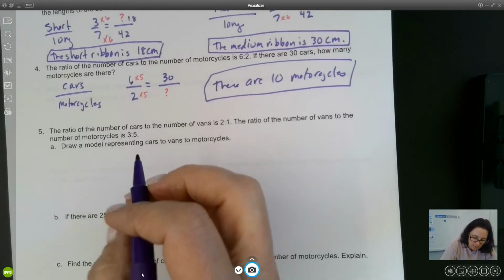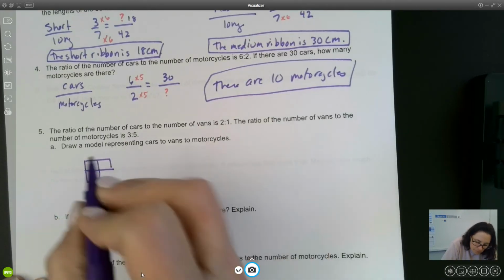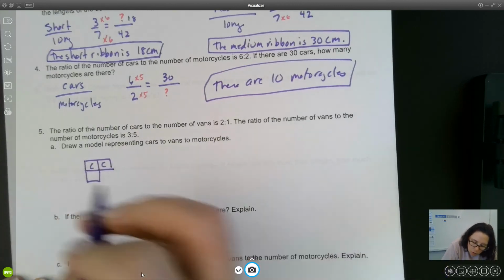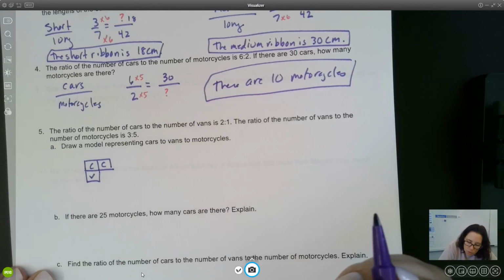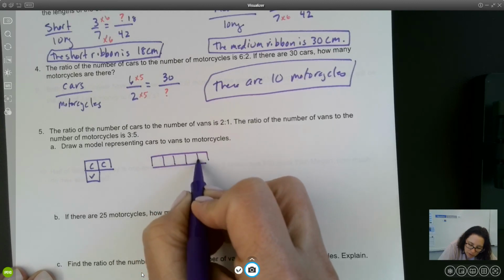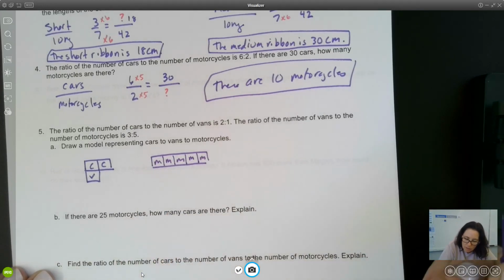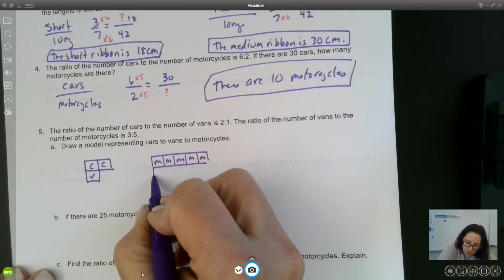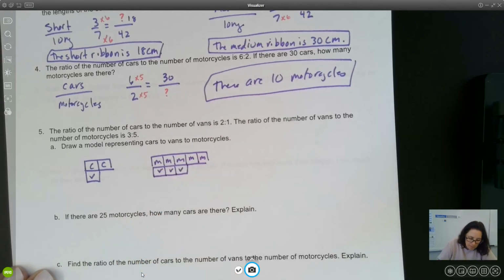Okay, so we've got two cars to one van. All right, motorcycles. Motorcycles, we've got 5 of these. 1, 2, 3, 4, 5. Motorcycle, motorcycle, motorcycle. And then we've got 3 vans. All right, so there's a model, okay?